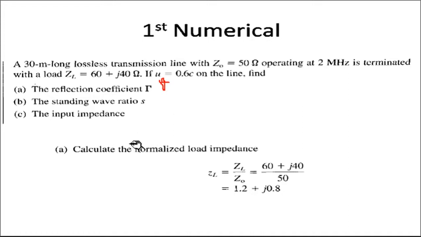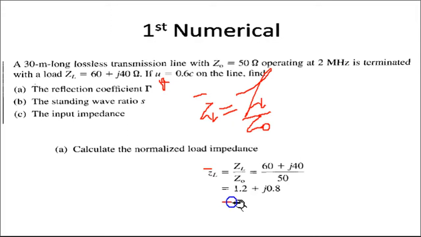First of all, ask a question to yourself. The first question: whether I am dealing with impedances or admittances? Yes, I am dealing with impedances, since it is ZL, Z0. So let's calculate ZL bar. What is ZL bar? ZL bar means ZL upon Z0. So calculate the normalized load impedance, ZL bar, ZL upon Z0. So (60 plus j40) divided by 50, where 60 plus j40 is ZL and Z0 is 50. So I will get 1.2 plus j0.8.